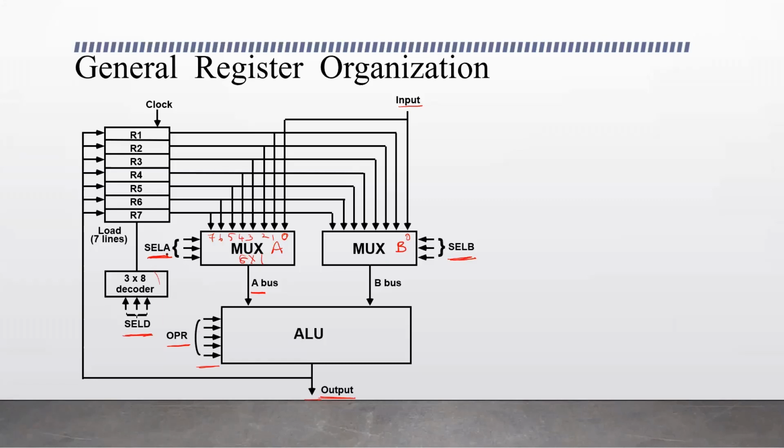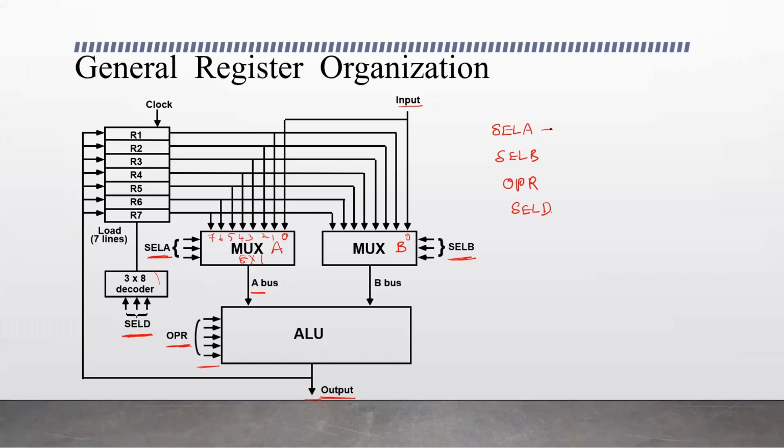Okay, for that we have selection inputs SELA and SELB, and the ALU performs an operation that is selected by the selection input OPR, and the decoder selects the destination register using the selection input SELD. So we have SELA, SELB, OPR, and SELD. These are the selection inputs. This is to select one of the inputs to the ALU.